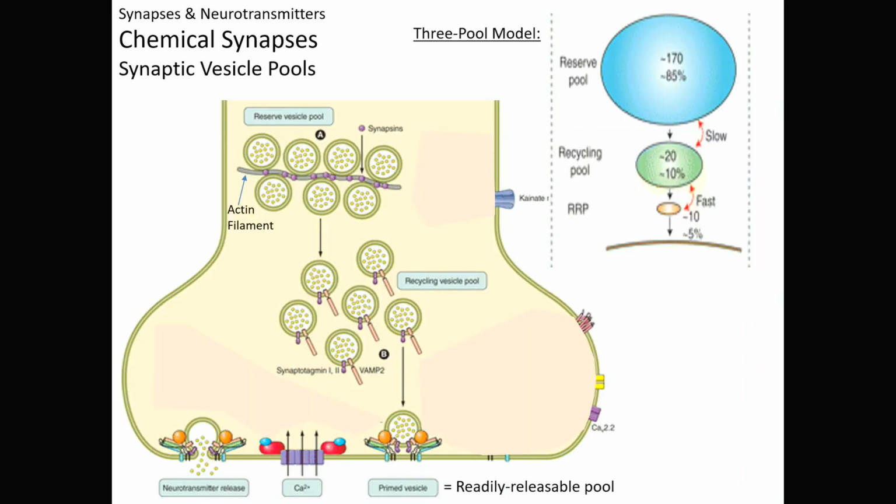I noticed as I was passing through, they show it right here too. There's our voltage-gated calcium channels. They're right down there where those readily releasable pool vesicles are. They're not way back up here where those reserve vesicles are.